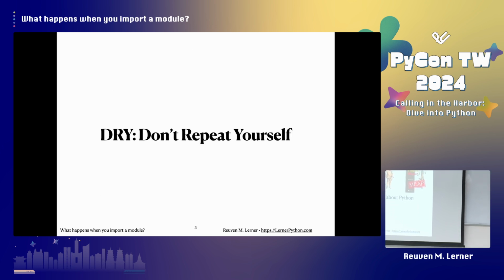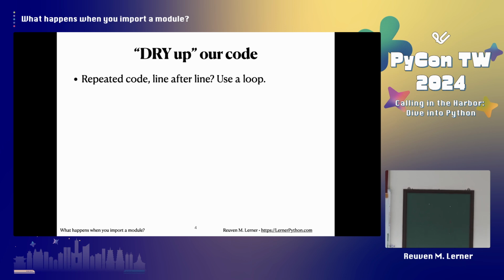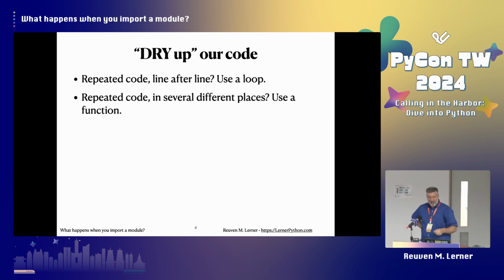All right. Let's start with a basic principle that I always love to talk about, which is DRY. Don't repeat yourself. This is a really important idea in programming. And we often want to, as we call it, dry up our code. What does that mean? Well, it means that if I have the same code several lines in a row, then I should replace that with a loop. I don't want to repeat myself. If I have the same code in several places in a program, then I should use a function and then invoke that function multiple times.